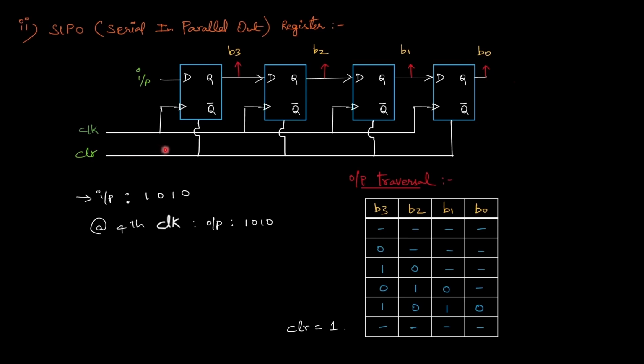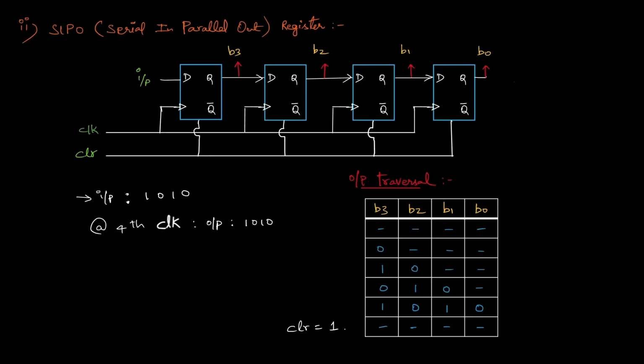And you can also notice that there is an extra clear pin in this serial in parallel out register. So whenever the clear pin is enabled, the output just goes to 0. So you can verify it from this table. After the fourth clock cycle, we can see our input across every D flip-flop. But whenever the clear pin is enabled, everything goes back to 0.